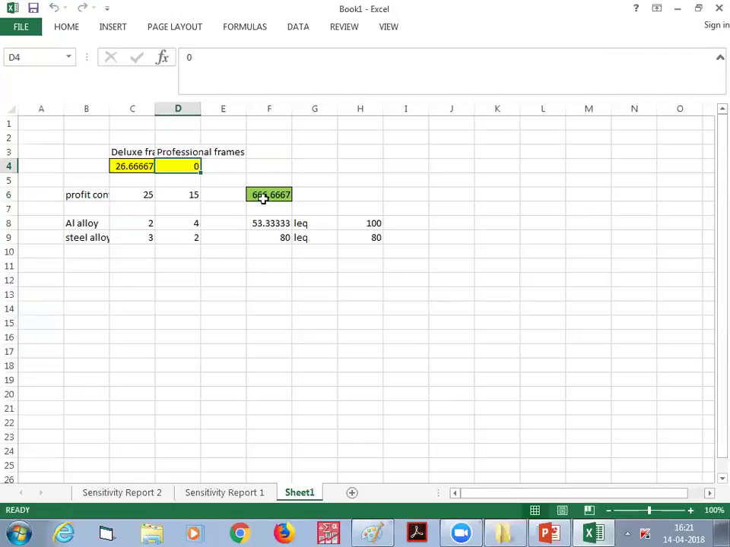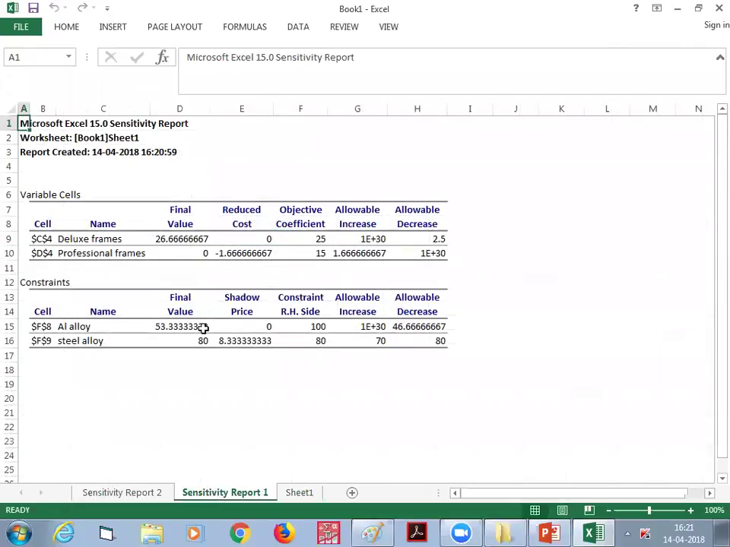All resources are put into deluxe. And now notice, left-hand side equals right-hand side only for steel. It's steel that deluxe requires more of, not aluminum. And so aluminum now becomes non-binding, whereas steel is the binding resource. Steel is what determines everything. So steel will have a dual value, aluminum will not. Notice steel has a dual value of 8.33, whereas aluminum doesn't.